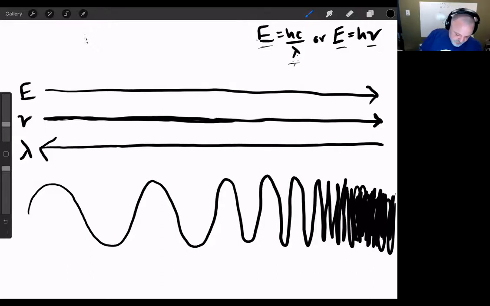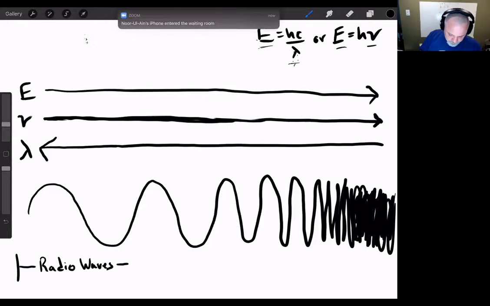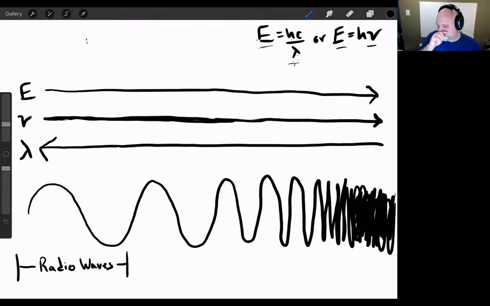Now, there's different types of light. You don't have to know the values of the wavelengths. You have to know their relative positions as they relate to each other. The lowest energy electromagnetic radiation is radio waves.